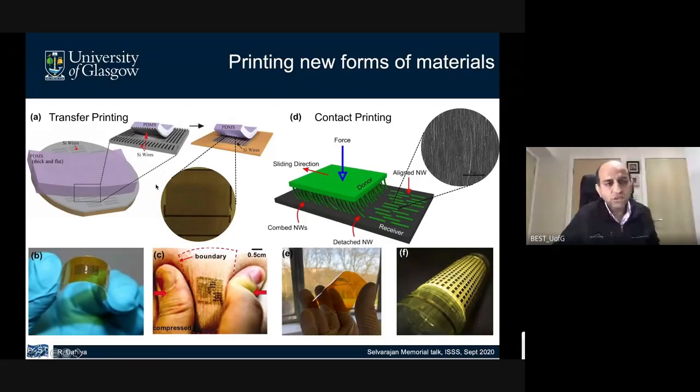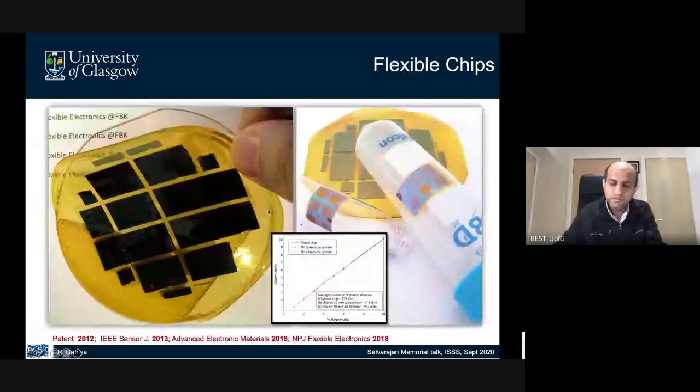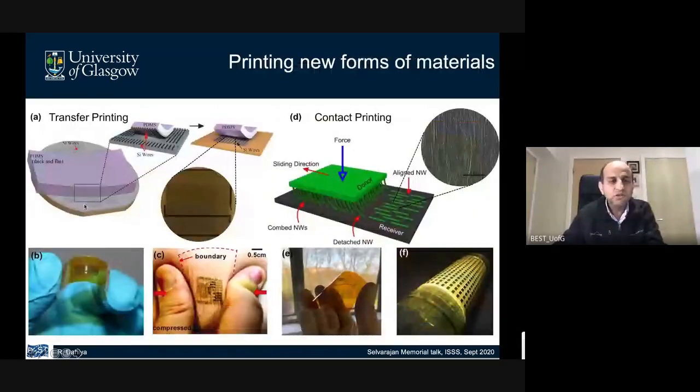As an alternative to this, we are exploring the contact printing method. This also opens interesting directions in electronics in that it enables roll-to-roll printing, and I'll come to that a few slides later. So what it does is you have a donor substrate, and you grow nanowires on the donor substrate. In this case, these are horizontal nanowires, but here you have vertical nanowires, and this is the receiver substrate.